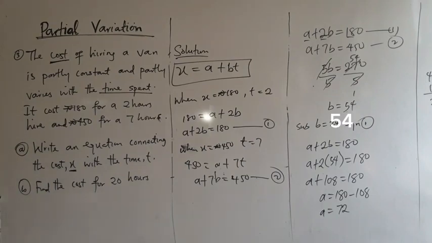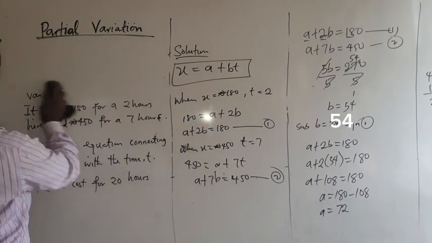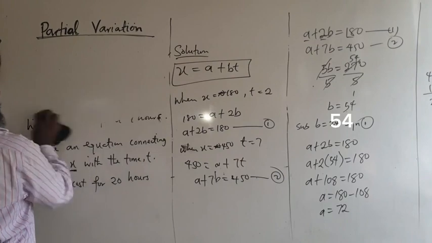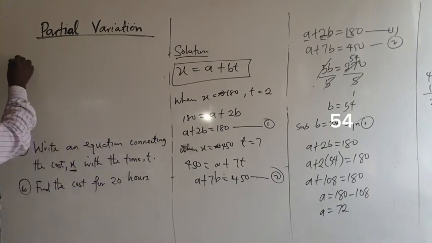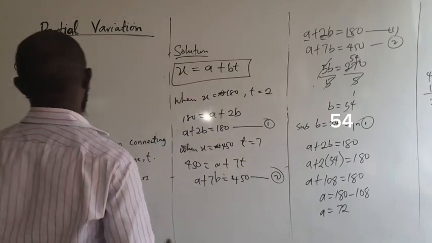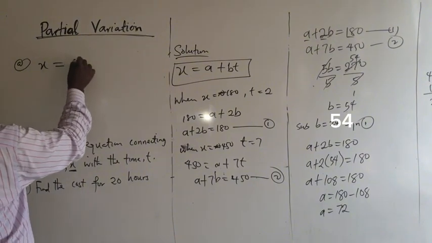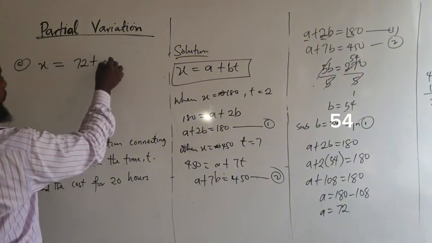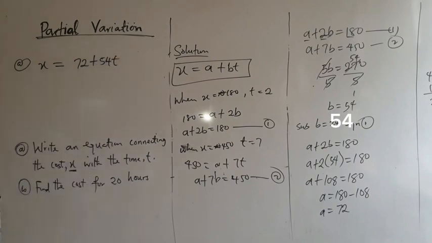So we know the value of A, and we also know the value of B. The next is that we write an equation connecting both of them. So we now replace the value of A and B in this equation. So that will be the answer to this one. X equals A, which is 72, plus B, which is 54t. I hope this is very clear.